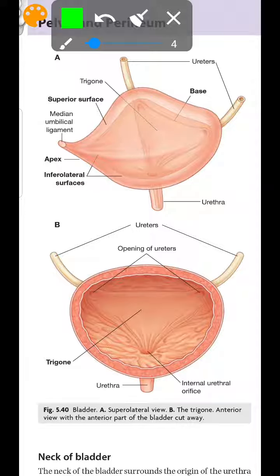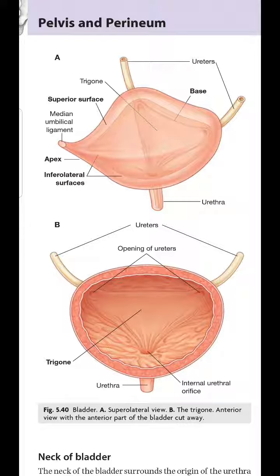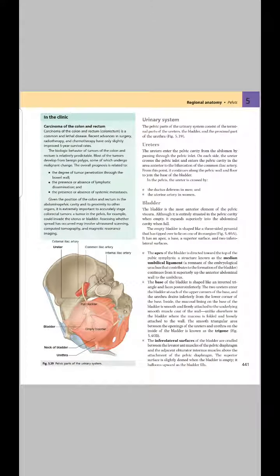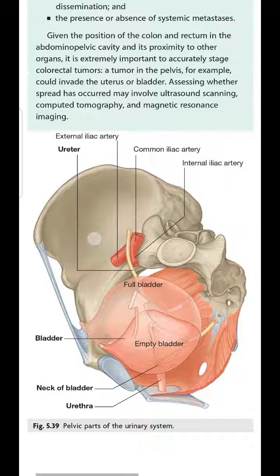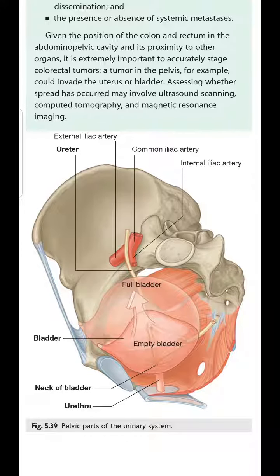The bladder is shaped like this sort of pyramid, and when it is empty, it is within the pelvic cavity. However, when it fills up with urine, the full bladder actually extends up into the abdomen. Here is the empty bladder, and when it's filled up with urine, it expands above into the abdomen.